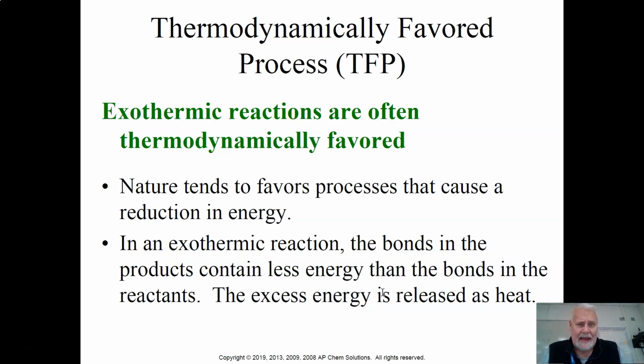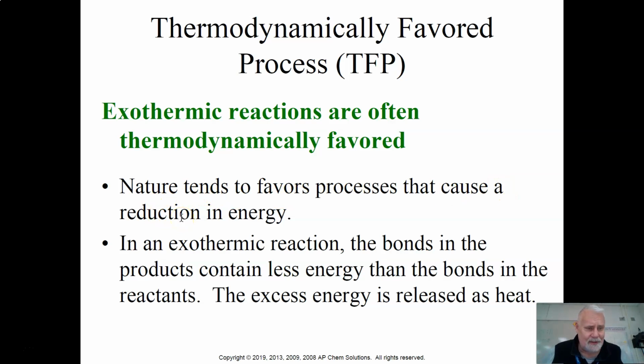This is important. We're going to relate this to enthalpy now. Exothermic reactions are often thermodynamically favored. So what I want you to do is circle this word right here. They're not always, but they are often. All right. And then this is a pretty good statement to highlight right here. Nature tends to favor processes that cause a reduction in energy.